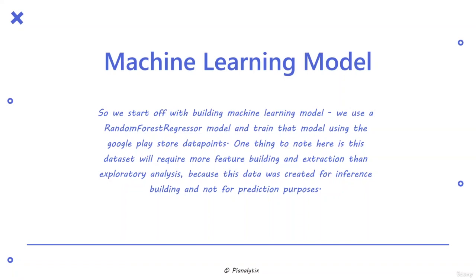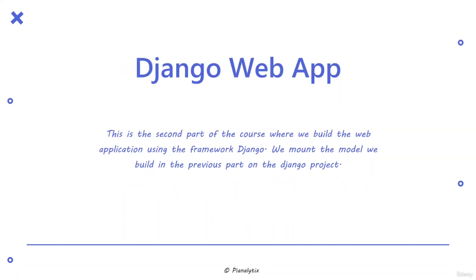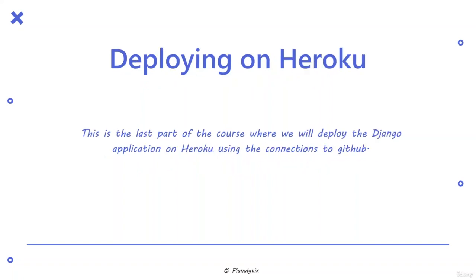And you will understand why I'm saying this once you look at the dataset in the first part where we will be building the machine learning model. Now in the second part, that is the Django web app, we will be building the web application using the Django framework, and then we will mount the model we have built in the previous part on this Django project. Now the last part is deploying the web application on Heroku using the connections to GitHub.